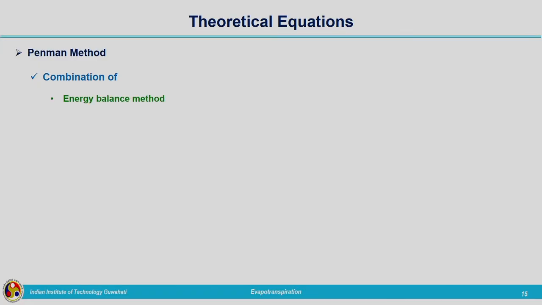These are similar to the analytical equations which we have derived in the case of evaporation. So, first let us see the Penman method. It is a combination of the energy balance method and the mass transfer method. The energy balance method we have seen already, which makes use of the heat energy or the net radiation. So, here the combination of the energy balance and the mass transfer method is utilized.